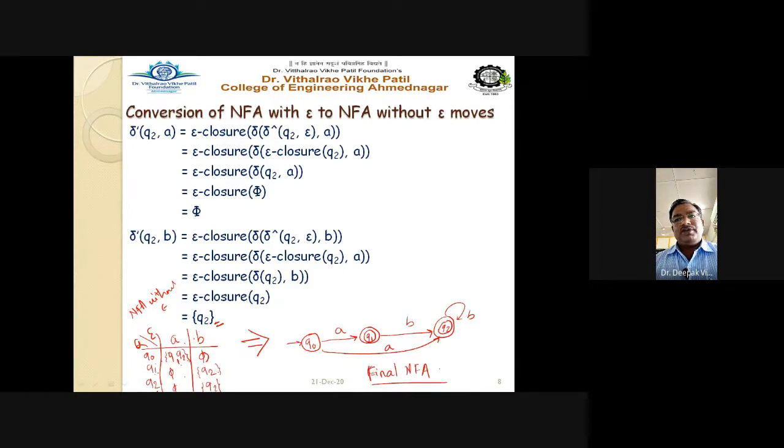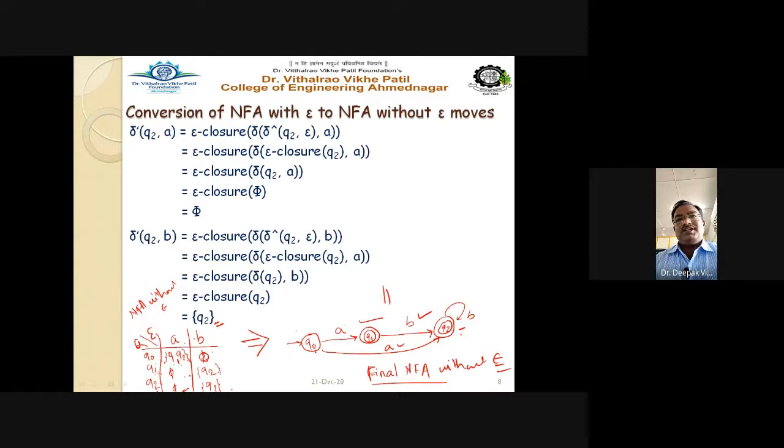We have to draw the final NFA without epsilon transition. See here, Q0 on A goes to Q1, and Q0 on B goes to phi, which means there is no transition. So Q0 on A goes to Q1 and Q2. The first transition is to Q1, and Q0 on A also goes to Q2. These are the two transitions. Now Q1 on A is phi, but Q1 on B goes to Q2. Q2 on A is phi, no transition, but Q2 on B goes to Q2.